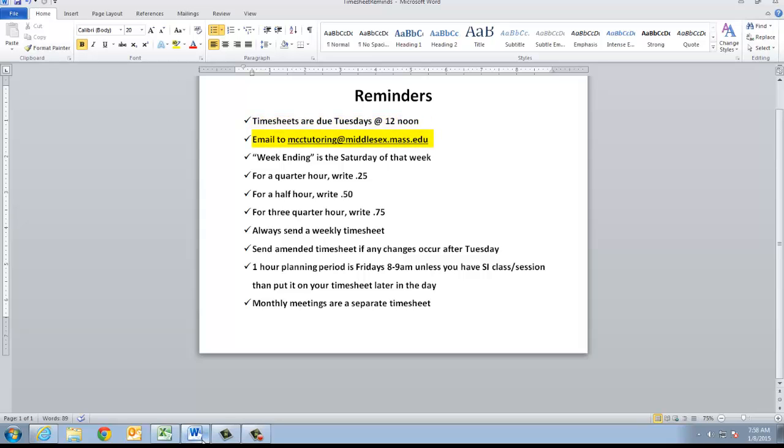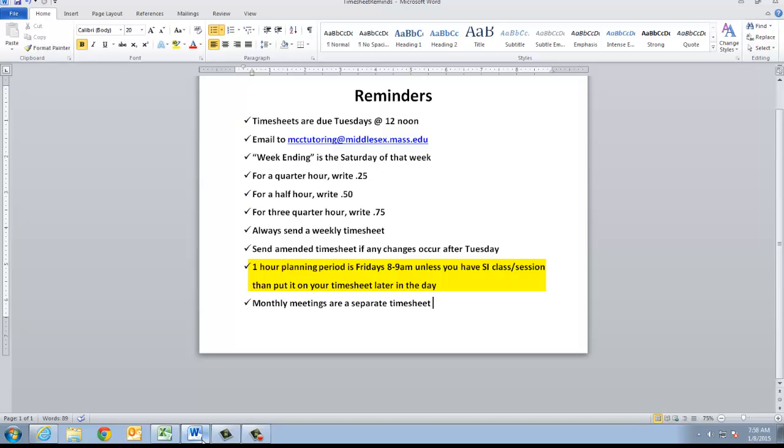Email to mcctutoring@middlesex.mass.edu. Week ending is a Saturday of that week. For a quarter hour, write 0.25. For a half hour, write 0.50. For a 3/4 hour, write 0.75. Always send a weekly timesheet. Send amended timesheet if any changes occur after Tuesday.